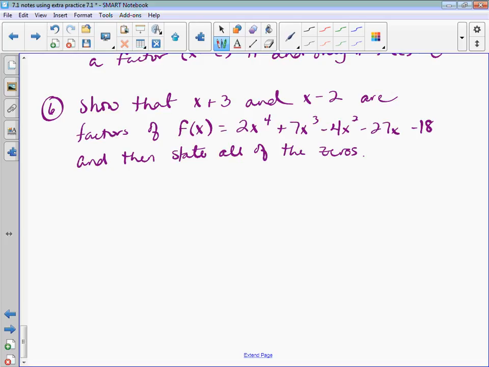So if x plus 3 is a factor, what would I expect my remainder to be? 0. X minus 2 is a factor. What would I expect my remainder to be? 0. And then if I'm trying to find the rest of the zeros, I don't really want to try to solve that equation with factoring, or the quadratic formula, or completing the square. So let's use our synthetic division to help us find those other zeros. Because how many zeros should there be? 4. Okay. So I'm going to start with synthetic division with the x plus 3. So 2.